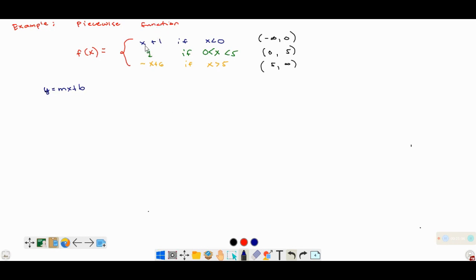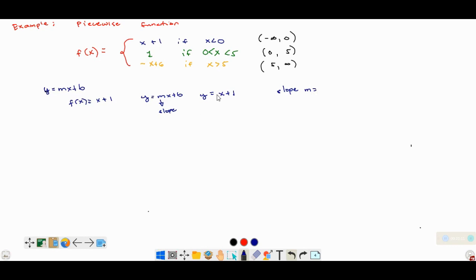Tama? So, una natin, we have x plus 1. Unang function natin, yung kulay blue, f of x is equal to x plus 1. You can write it as y is equal to mx plus b. And that will give you y is equal to x plus 1. So, madedetermine natin kung ano yung slope. Kasi yung m dito, siya yung slope.